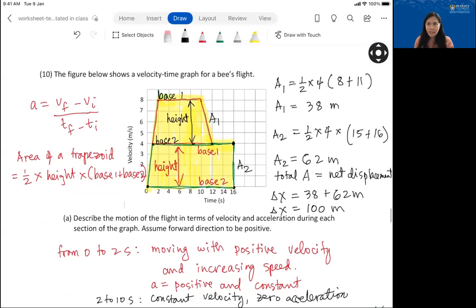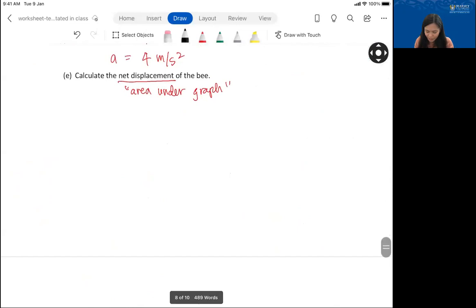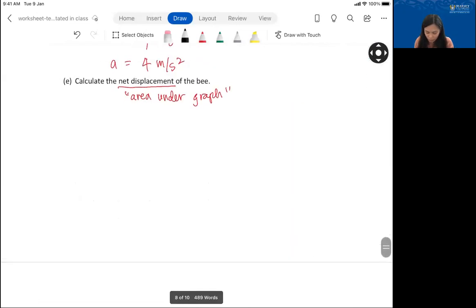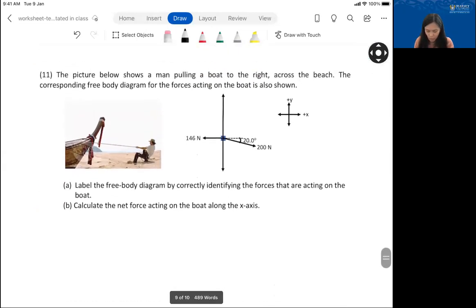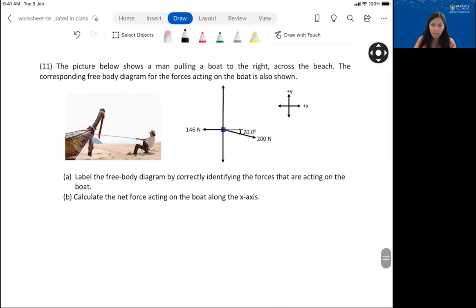All right, we're nearing the end. Realize it's quite long. So we've worked out the net displacement above. This is the last question. It's on forces. The picture below shows a man who's pulling a boat to the right across the beach. We are given here a corresponding free body diagram acting on the boat. So the object is the boat, and we have questions in relation to the forces acting on the boat.